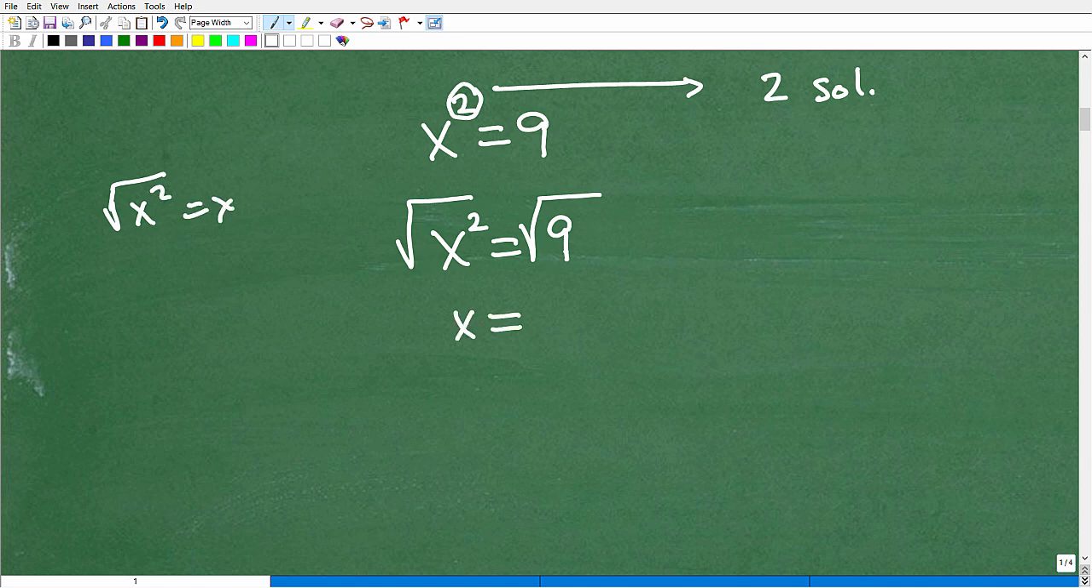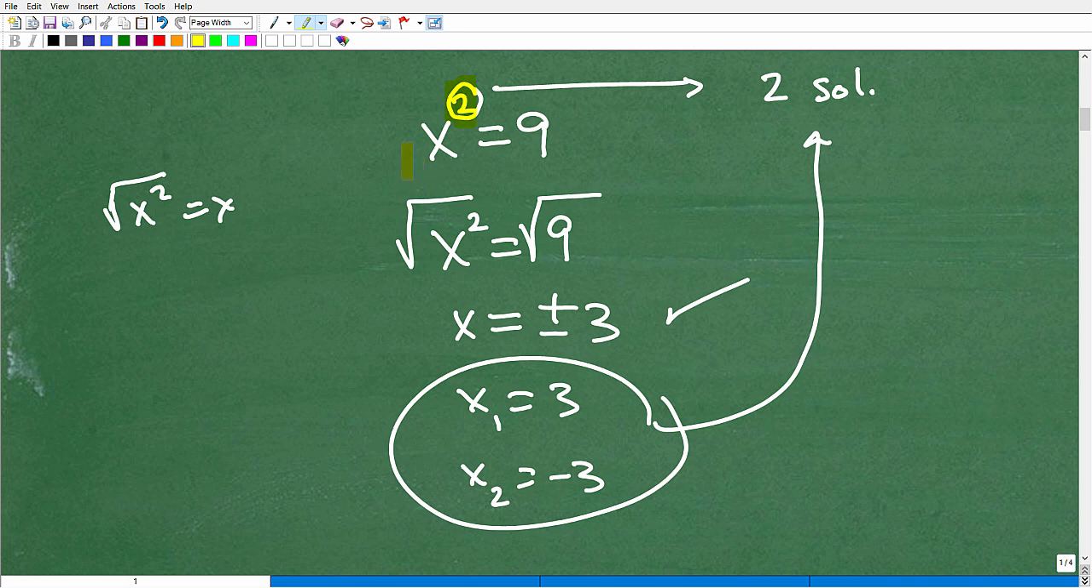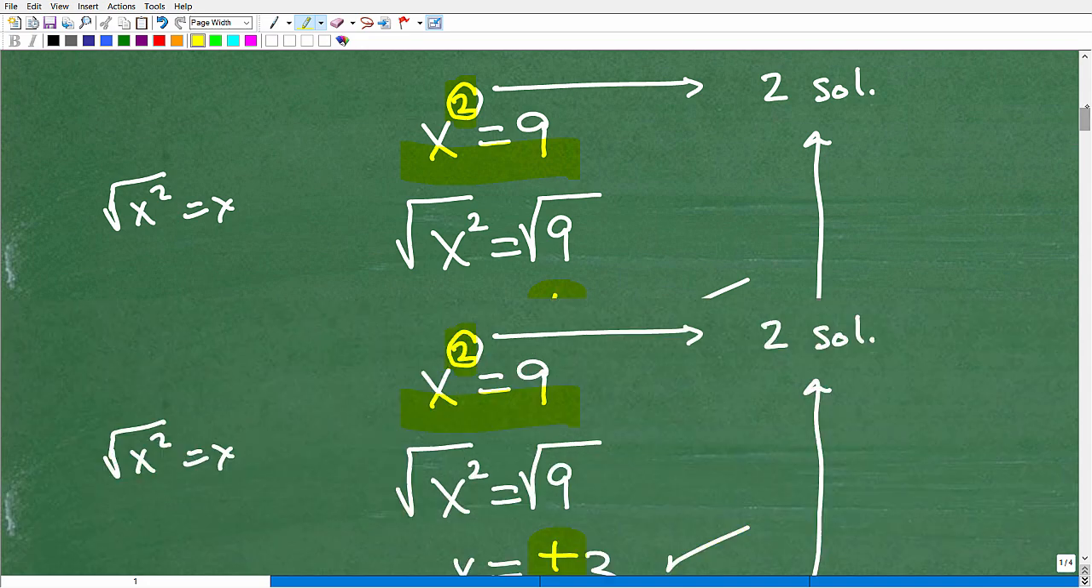And what's the square root of 9? Now that you've been watching my videos, you're going to say, oh, positive negative 3. Bingo. So one answer is a positive 3, and our other answer is a negative 3. Here are our two solutions, which we would expect because this is a polynomial of degree 2, right? See how this comes into play? Just get in the habit of putting that little positive and negative sign there.